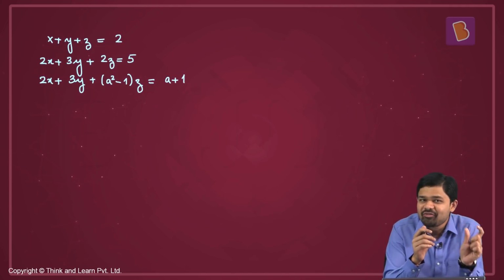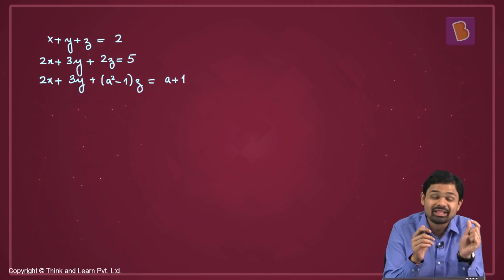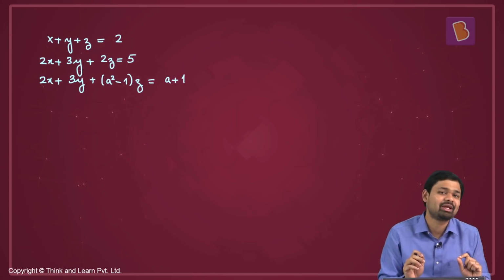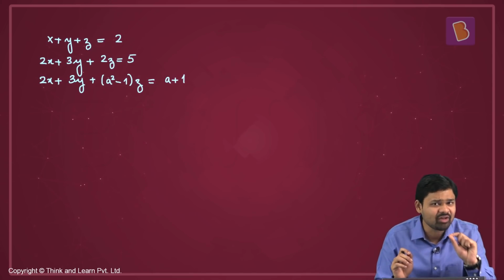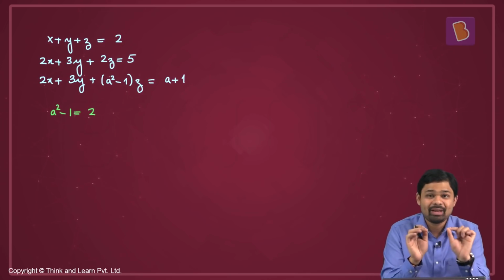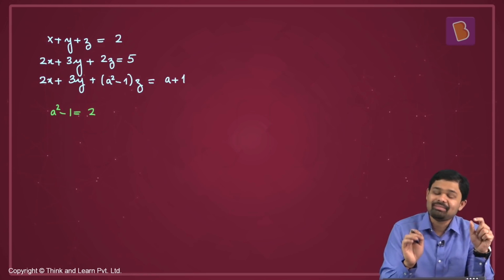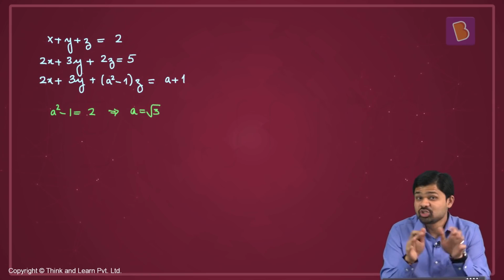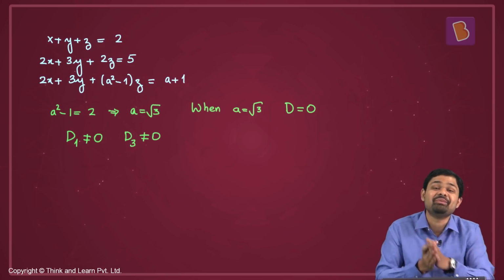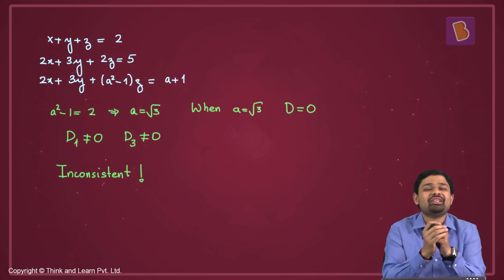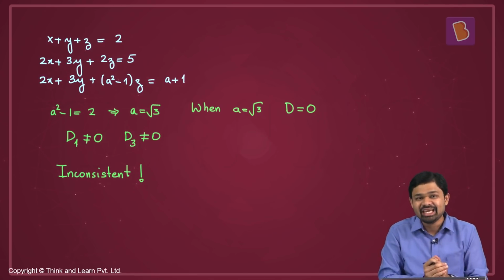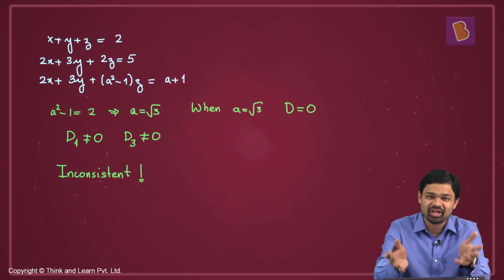So if the coefficient of z in the third equation and the coefficient of z in the second equation become equal, the system will become inconsistent. Let us check if one of the options given actually matches this. So if a square minus 1 equal to 2, then my a will be equal to root 3. So when a equal to root 3, my system of equations will be inconsistent. This is one of the options given. So the option which says that when a equal to root 3, the system of equations is inconsistent is the correct answer to this question.